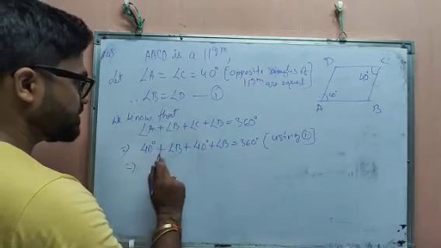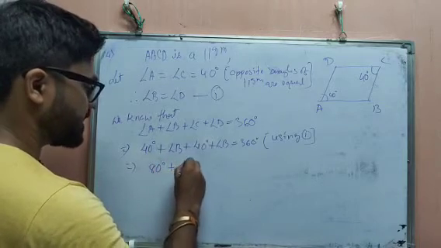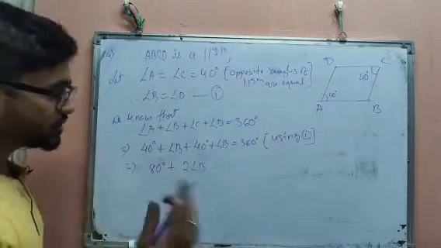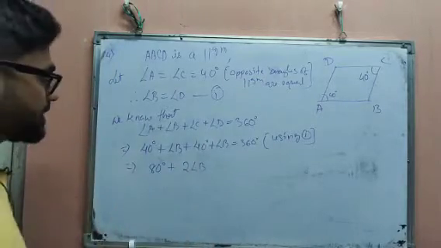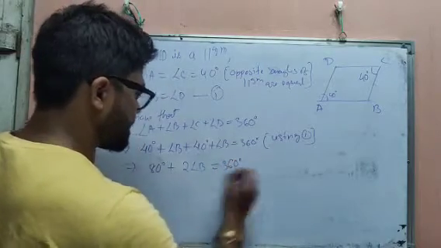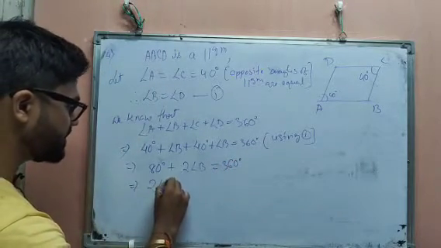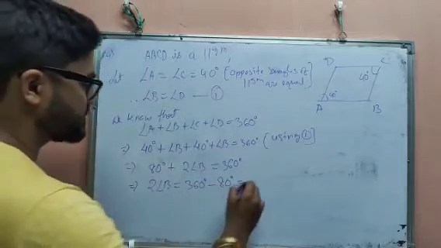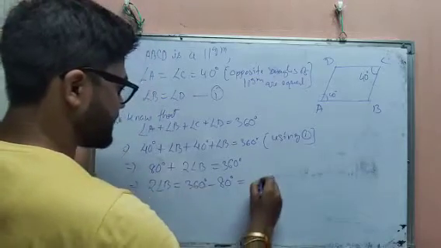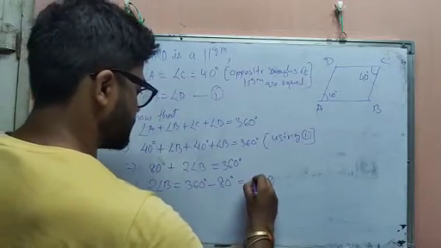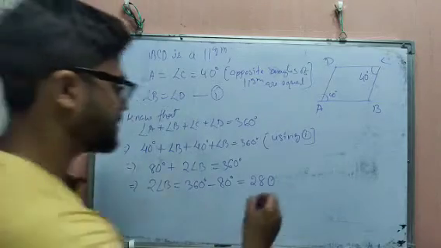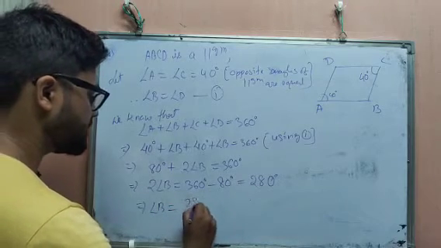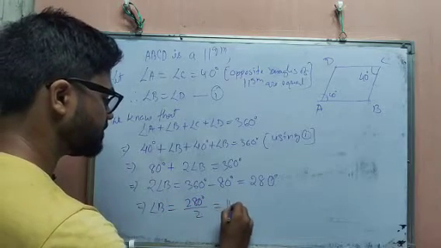So 40 plus 40, 80 degree, and twice of angle B. Why twice of angle B? Because here it is 1B and here it is 1B. So total numbers of B is what? 2. So you can write twice of B equal to 360 degree, and twice of angle B equal to 360 degree minus 80 degree, or simply you can write it will be 280 degree. So angle B equal to 280 degree divided by 2 equal to 140 degree.